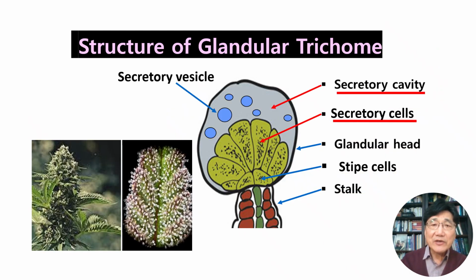Let's look at the structure of glandular trichomes. A glandular trichome consists of a globose head, including secretory cells, stipe cells, and an enlarged secretory cavity. And there are many secretory vesicles in the secretory cavity.